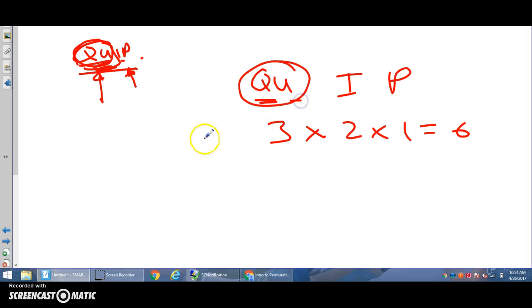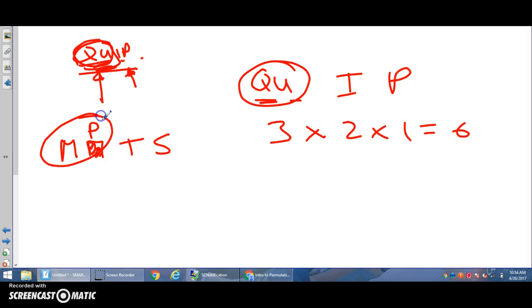If the Q and U could be in either order, they just have to be beside each other. So let's do a different question where I have Matt, Paul, Tim, and Simon, and Matt and Paul have to sit together. Let's say I don't say Matt has to be on the left of Paul or whatever, and I'm going to sit them in order 1, 2, 3, 4.